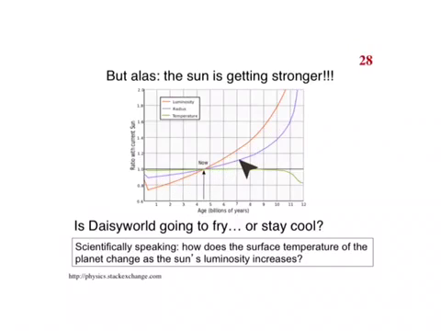The radius of the sun also tends to increase over time. It follows a similar trend as luminosity. And the temperature of the sun, in contrast, tends to stay relatively flat. But as the sun gets older and older and becomes larger and larger, it will eventually also become cooler. But scientifically speaking, how does the surface temperature of our planet, Daisy World, change as the sun's luminosity increases? So you can think of Daisy World as being a very simple representation of an actual Earth system.